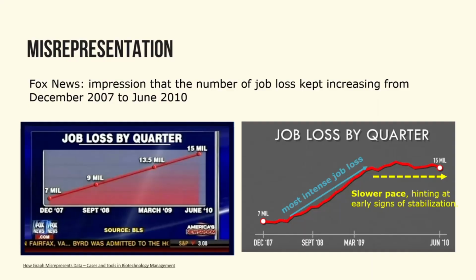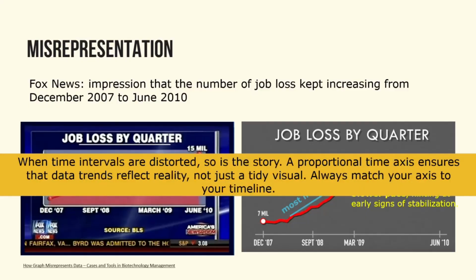So the data wasn't wrong. It was just how we represented the data. That's why, when time intervals are distorted, so is the story. A proportional time axis ensures that the data trends reflect reality, not just a tidy visual. So always match your axis to your timeline.